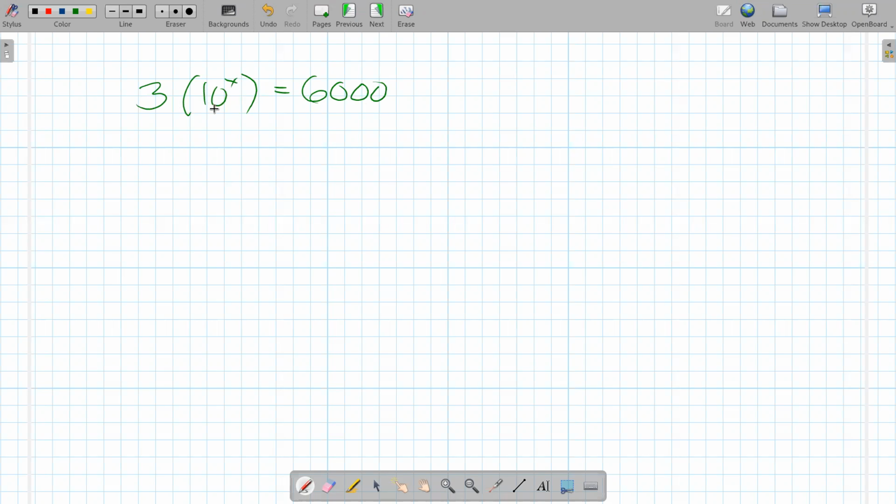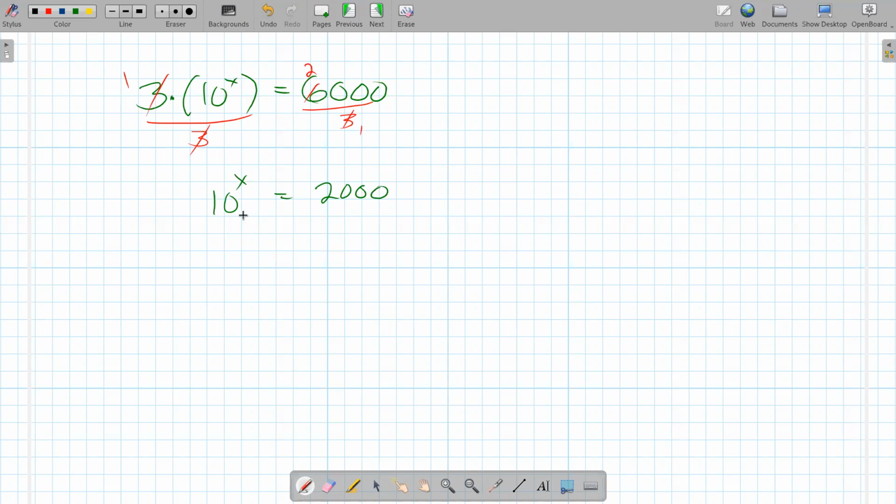Now, if this was just like 10x or 10 plus x or something, bottom line, since the 3 is outside of the parentheses, multiplied there, I'd have to divide to get rid of it. So the first thing I'm going to do is isolate where the variable is by getting rid of that 3. So I would divide by 3. 3 goes into 6,000 2,000 times. 3 over 3 is 1. 1 times 10 is 10, but I still have that to the x there, and that's equal to 2,000.